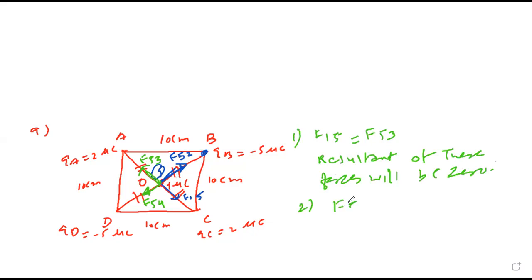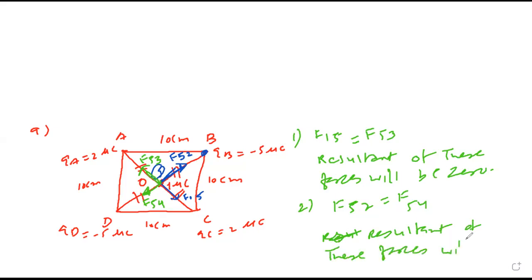Second part: force on 5 due to 2, and force on 5 due to 4. Let us check they are equal: 5, 1, and 5, 1. They are also equal and opposite. So the resultant of these forces will also be 0. So all the forces are cancelling. Therefore, the net force on the 1 microcoulomb charge is 0. Now, any doubt?